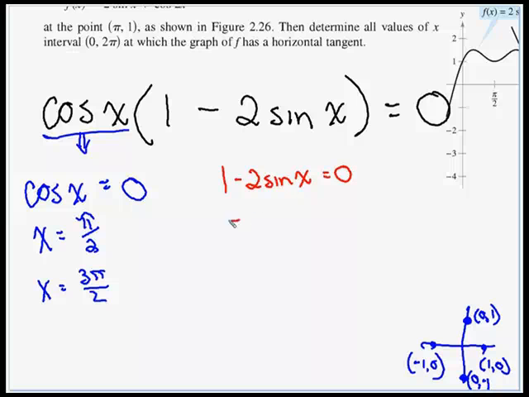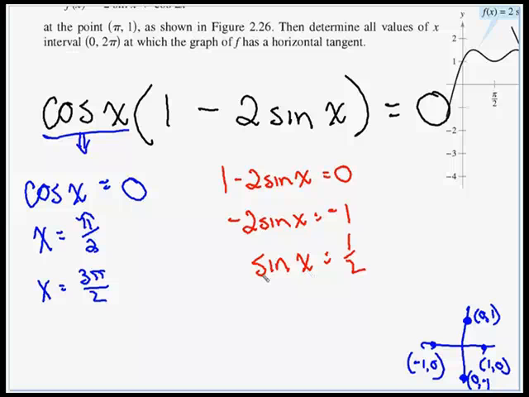Subtract 1 from both sides. Negative 2 sine x equals negative 1. Divide both sides by negative 2. Sine x is now a positive half. Where on the unit circle does sine equal positive a half?